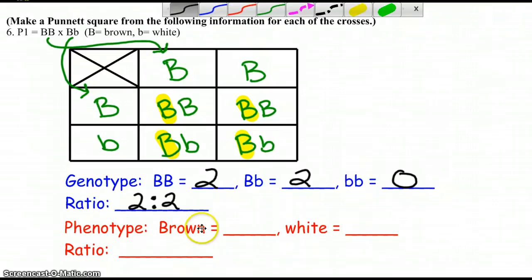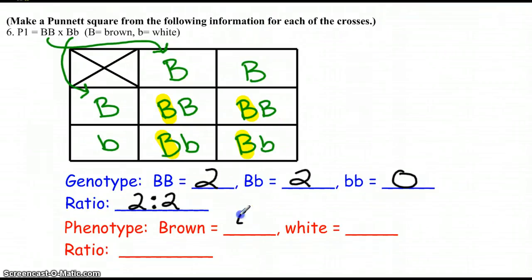Okay, so my phenotype is brown. And I said that my brown color is a capital B. So how many, I'm just looking at what I highlighted yellow, I will have 1, 2, 3, 4 that will be brown. I don't have any that are white. The only way it can be white are 2 little b's. I don't have any. Okay? Remember, this is phenotype, not geno. So I only look at the first letter, pheno first, geno both.